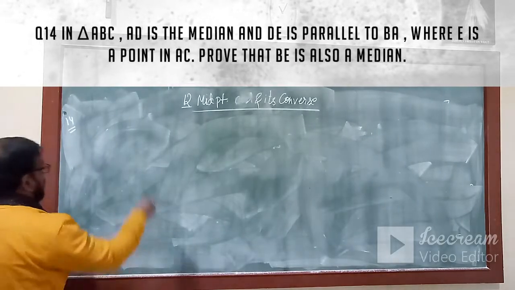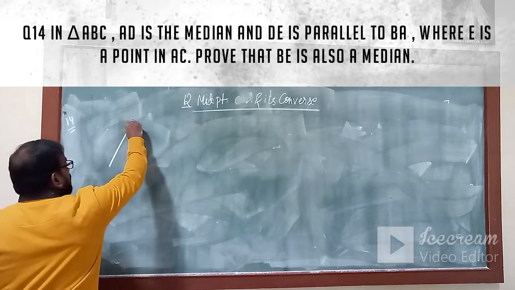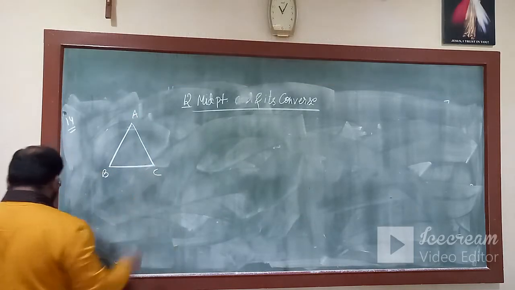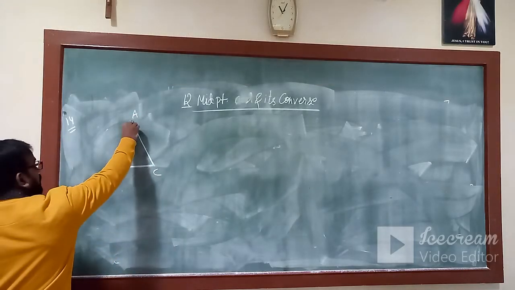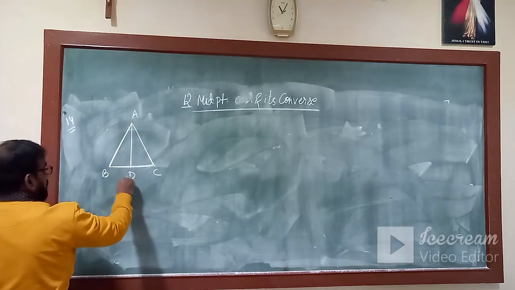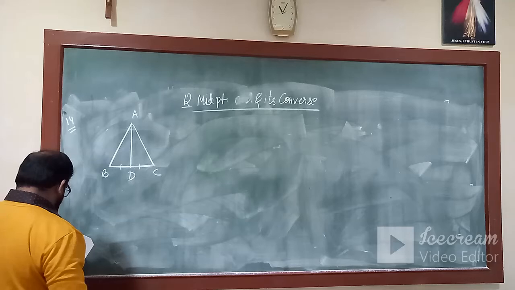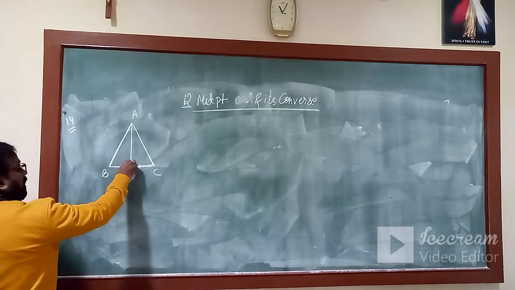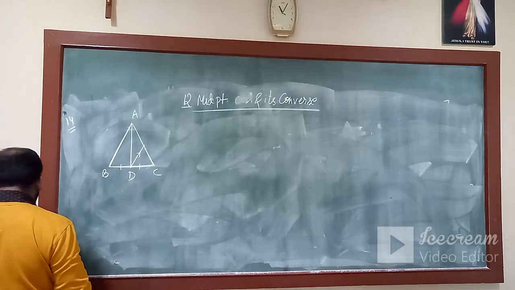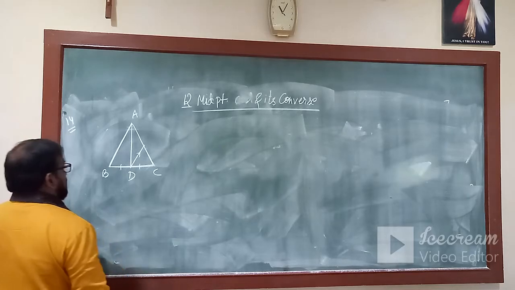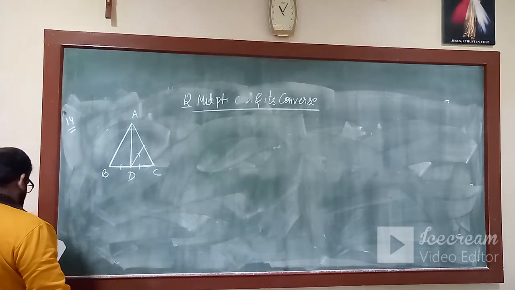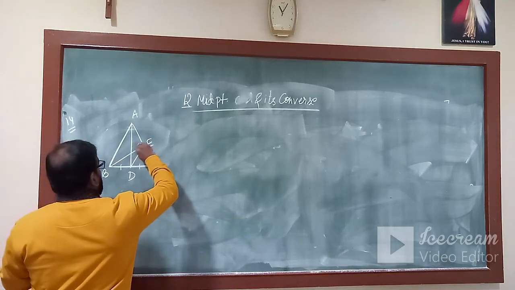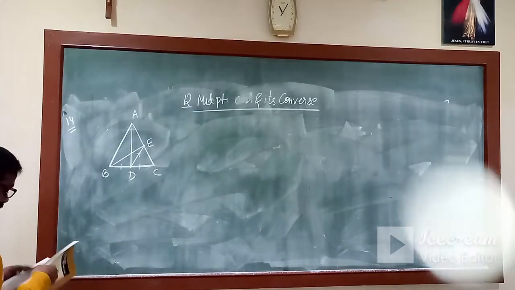So it is given that in triangle ABC, AD is the median, so this part is equal to this part. DE is parallel to BA, where E is a point in AC. So we have to prove that BE is also a median.